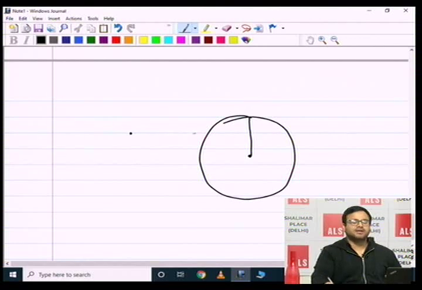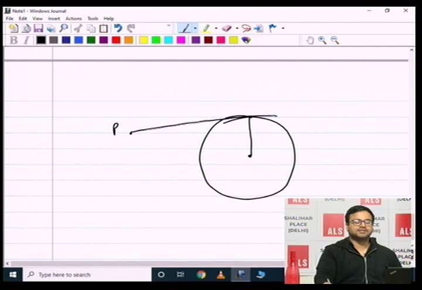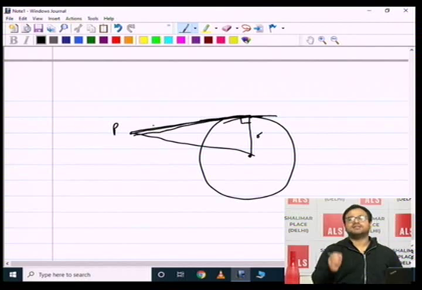Suppose we have to find at what distance this point should lie from the circle. If you draw this tangent, you can draw the right angle triangle. If the radius is known and the distance from the center is known, they will ask you the distance to the end point of the circle. The end point of the circle is the point of tangency, where the line is touching.